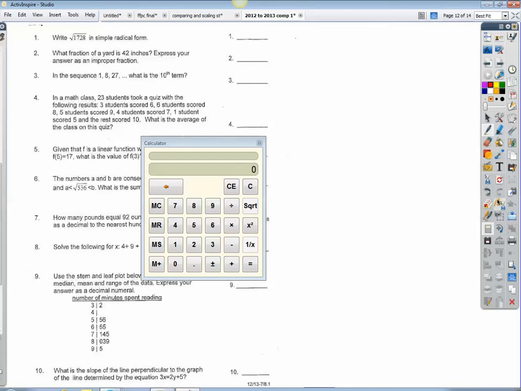What fraction of a yard is 42 inches? Express your answer as an improper fraction. So we have 42 inches out of 36. The easiest thing to do is just type that into your calculator and then hit the fraction button and it'll reduce it for you. That's what I would do. Or you can do it the old-fashioned way. Well, 6 goes into both of these, so that's 6 over 7. Look at that. So 7 over 6. I misspoke, but do as I do, not as what I say.